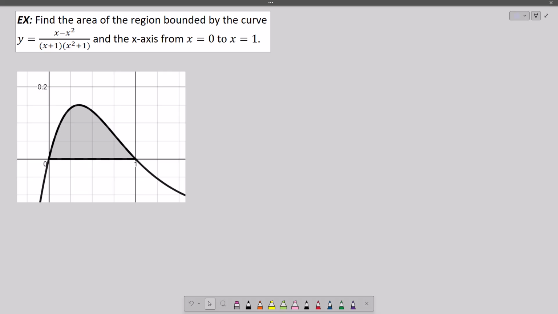This is an irreducible polynomial. So whenever you have an irreducible polynomial, the numerator on top is always going to be in the form of a linear expression. You just have to know that that is always true.